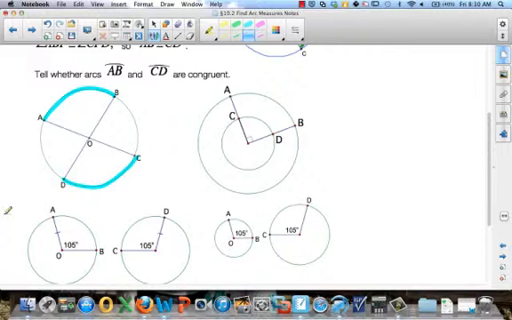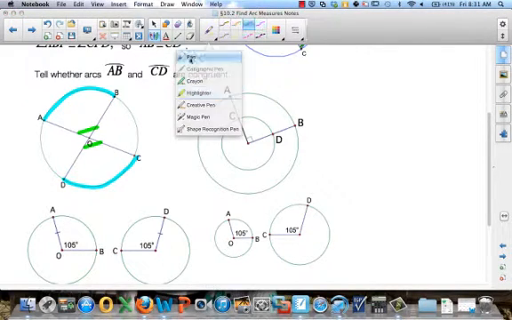First of all, do they come from the same circle or congruent circles? Yes, they do come from the same circle. So the next thing I have to do is decide if they have the same arc measure. And yes, they do because vertical angles. Good. So these angles right in here are vertical angles, and so therefore the arcs will have the same measure. So this one's a yes.